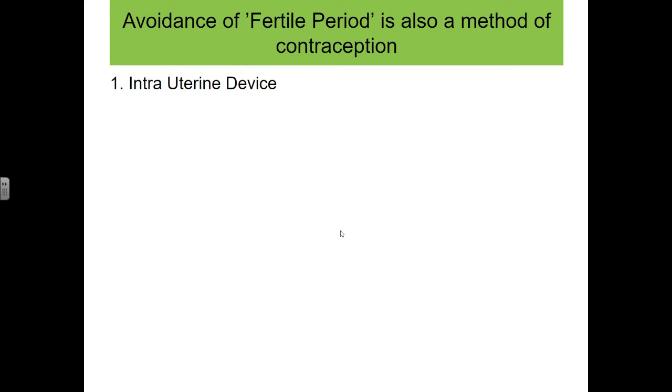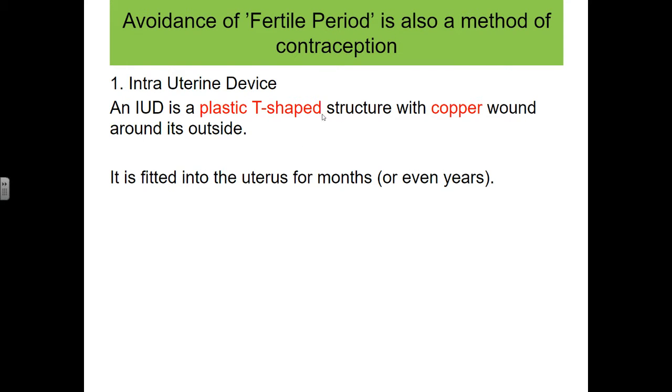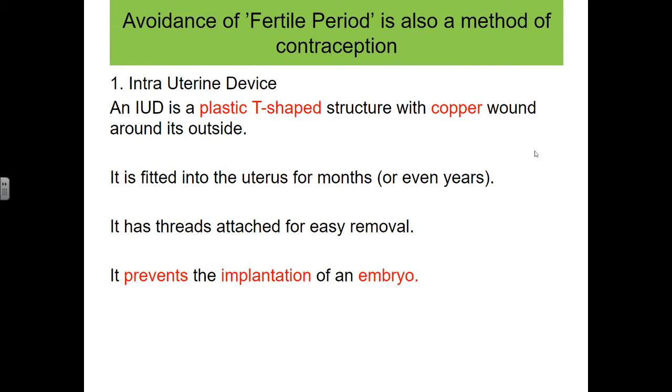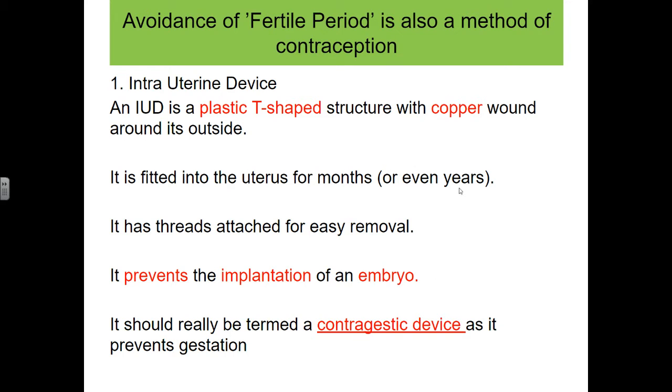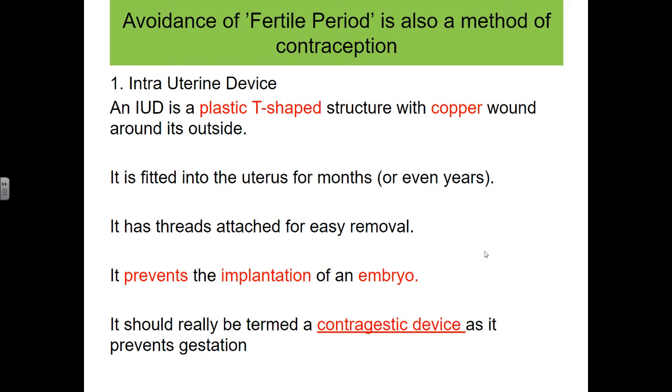Avoidance of the fertile period is a method of contraception, but we do not talk about that. So the IUD is placed in the uterus. It's a copper coil and it has these threads. It prevents implantation of the embryo, so the slides insist that it is a contragestive device rather than a contraceptive. Ironically, the person who made these slides is the principal assessor of Higher Human Biology. So if he really cared that much, he would have changed the wording and the need to knows.